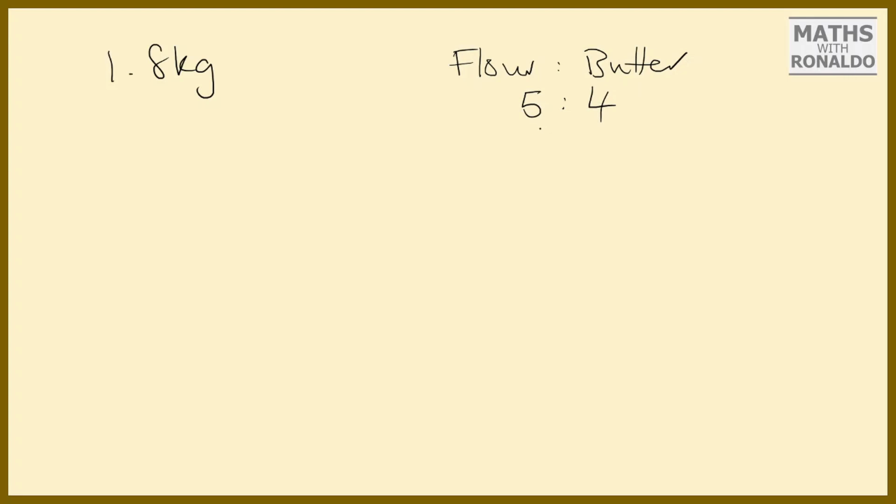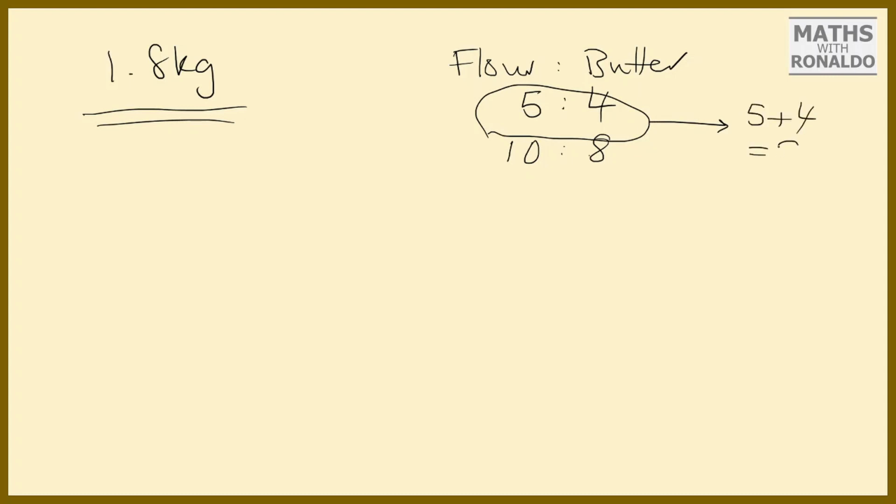Now that means for every 5 kilograms or grams or whatever you like, every 5 kilograms of flour goes with 4 kilograms of butter. So if we had 10 kilograms of flour, we would have 8 kilograms of butter. Now if we had the whole thing as 1.8 kilograms, well, we look at our ratio here and we say that in total we have 5 plus 4 equals 9 parts.